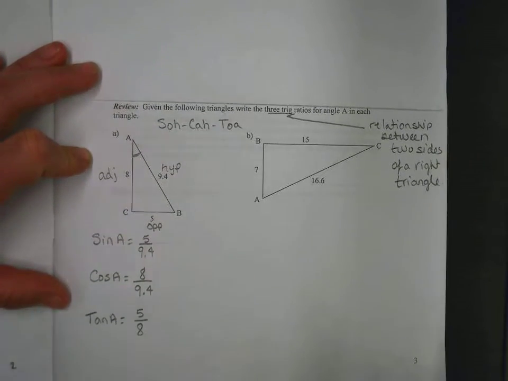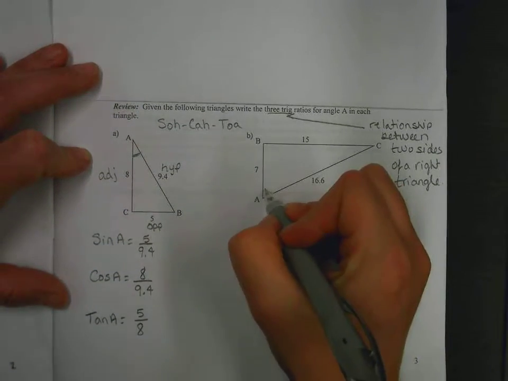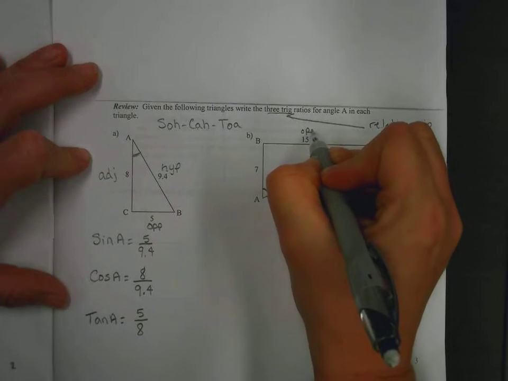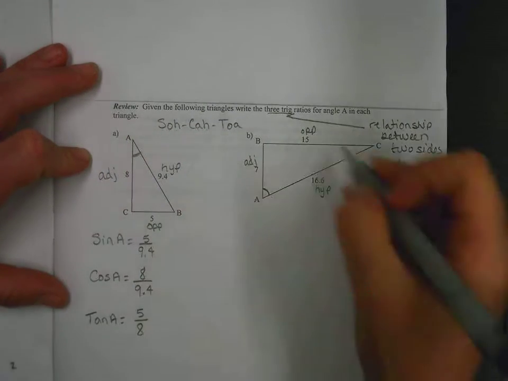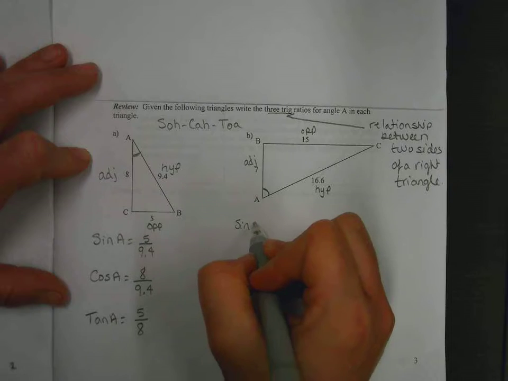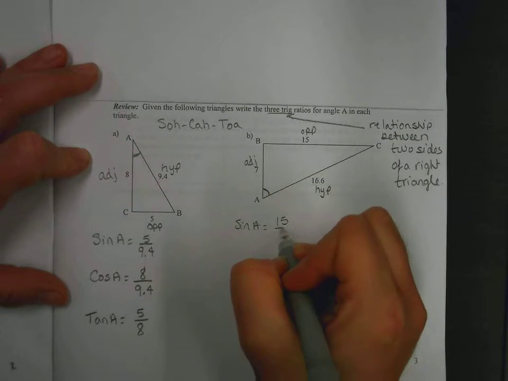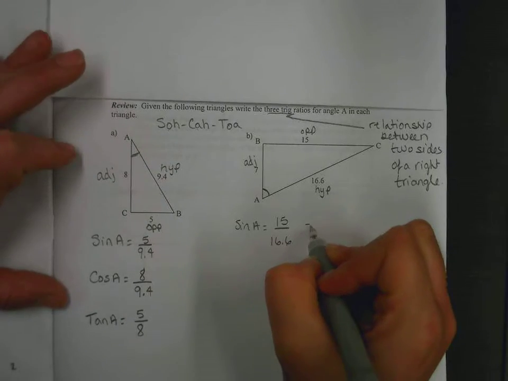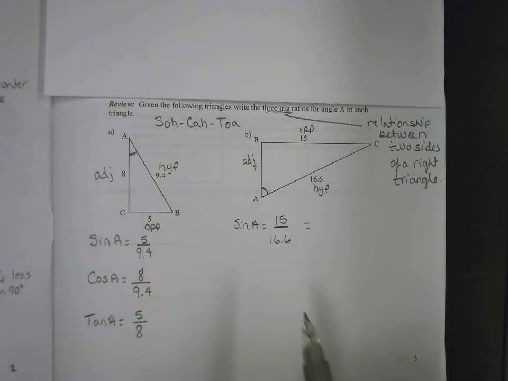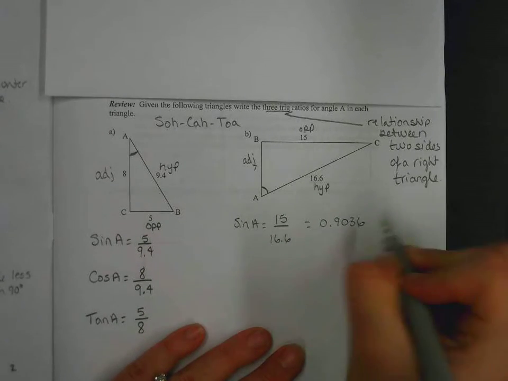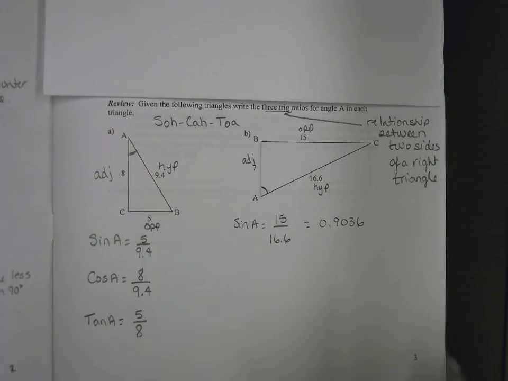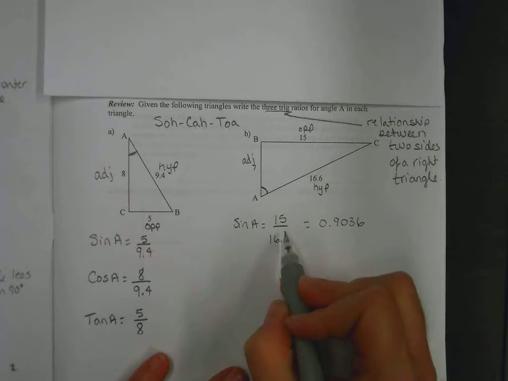Okay, so moving on to question B, same sort of idea. If we're referring to angle A, 15 would be the opposite, 16.6 would be my hypotenuse, and 7 would be my adjacent. So if I wanted to talk about these trig ratios, I'd take sine of A is opposite over hypotenuse, 16.6. Now remember, a ratio can always be written as a fraction, in this case 15 over 16.6, or it can be written as a decimal. And as a decimal, this ratio would represent 0.9036 approximately.